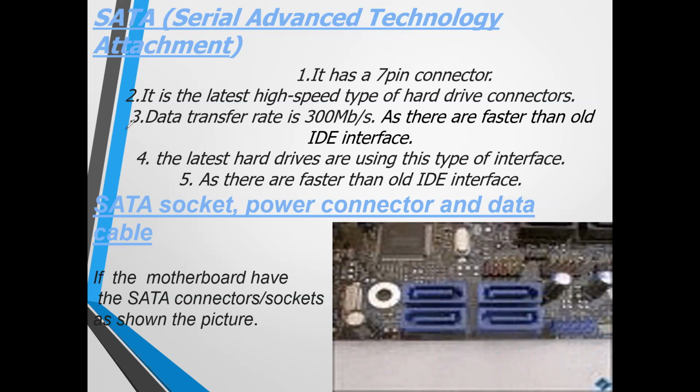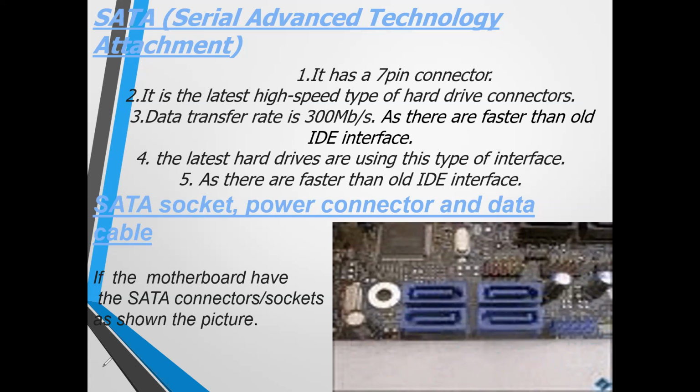Our SATA cables here are used by the latest hard disk drives, and they use this type of interface. Look at the outer bit of them, as they are faster than the old IDE interfaces. The SATA socket power connector and data cables are shown here. Of course, you connect them onto the motherboard so that it picks up this small power, which will cause our hard disk to be able to run.